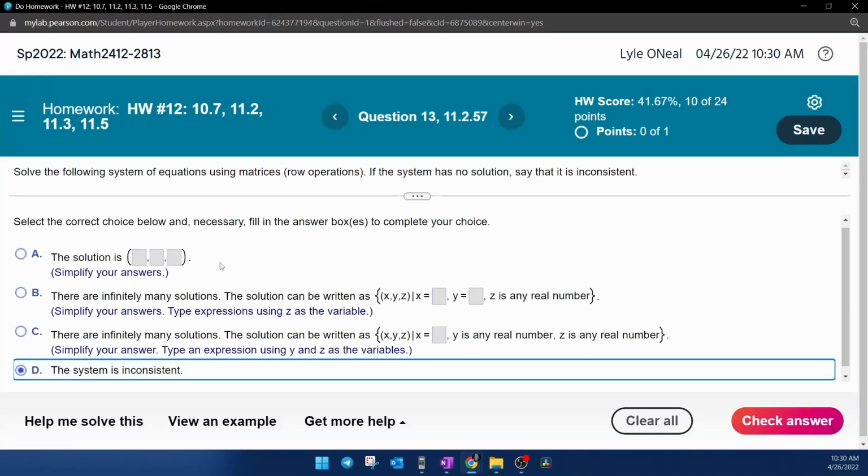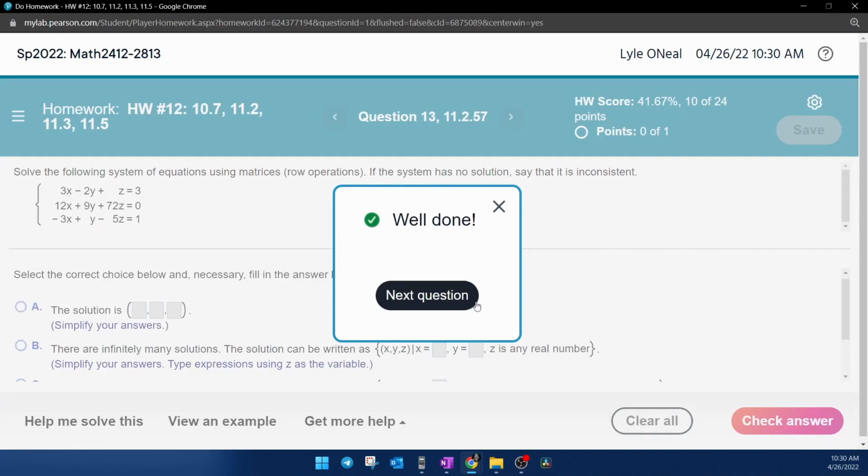And back at our MyLab math, we can see that there was no solution. There's two choices for infinite, but there is only one option if there is no solution. So the system is inconsistent because we reached an impasse. We could not get to row echelon form, and the last equation that we translated was false. And so that's going to do it for this particular problem.